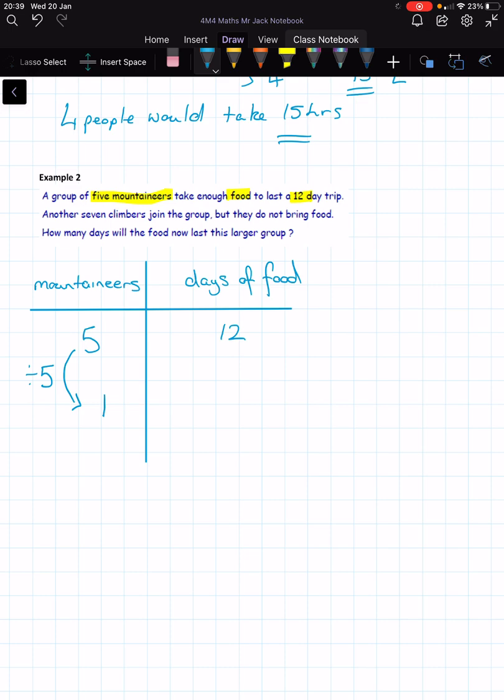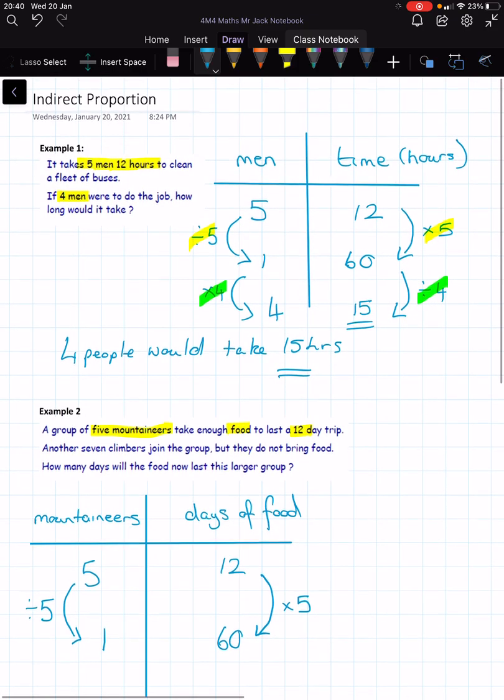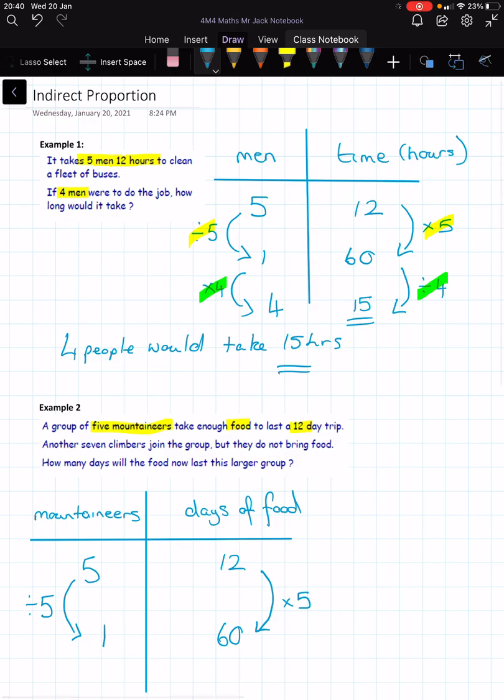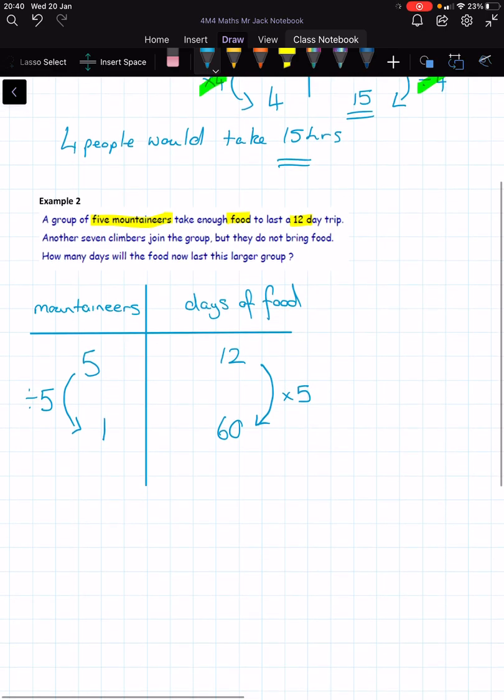If we've reduced it from 5 mountaineers to 1, obviously that food's going to last 5 times longer. So 5 times 12 is going to give me 60. These numbers are almost exactly the same. Slight differences. That's just pure coincidence, okay? Your numbers aren't always going to be 5, 12 and 60. I can promise you that.